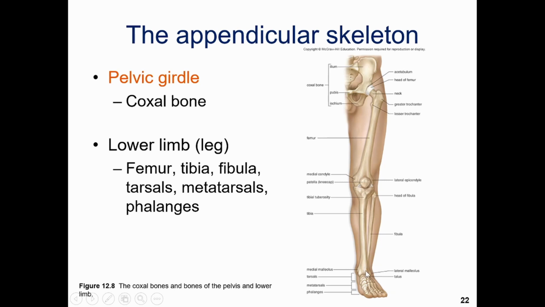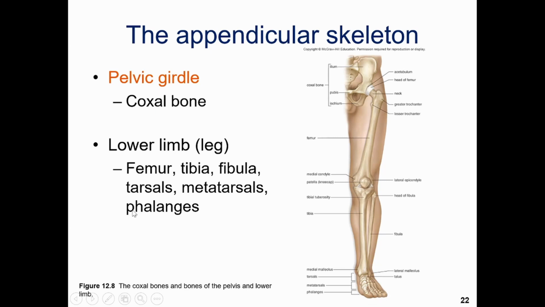We get down to the ankle and we have the tarsals. So the tarsals are forming the ankle just like the carpals formed the wrist in the arm. The metatarsals and the phalanges are making up the foot. So same kind of pattern. Femur in the upper part of the leg, kneecap at the knee joint, that's something a little bit different. Lower leg has the tibia and fibula, 2 bones. Ankle is made up of the tarsals, and then the foot is the metatarsals and phalanges.